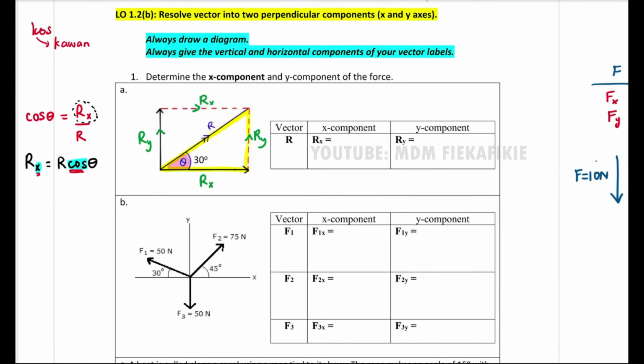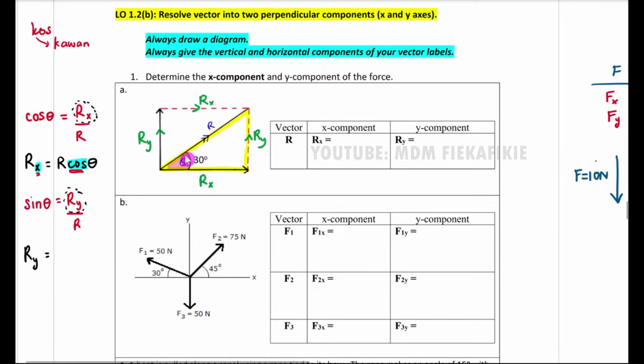Kalau saya kata saya nak cari Ry, so saya akan guna sin theta. Remember sin theta. Basic theorem Pythagoras kita adalah opposite over hypotenuse. So dia akan jadi Ry over R. So now we want to determine Ry, right? So Ry tak boleh jadi cos.